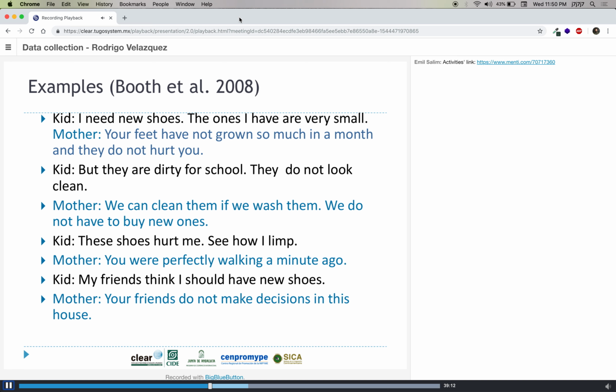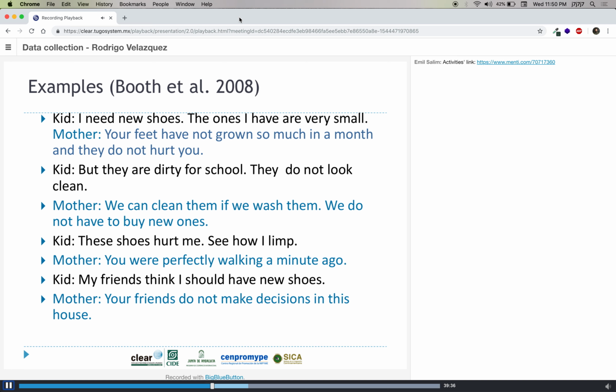I am not convinced. And the third argument says, okay, but these shoes hurt me. See how I limp. So he cannot walk. He's saying that he cannot walk because they hurt. So in this case, the mother says, okay, but you were perfectly walking a minute ago. Of course, he can walk.